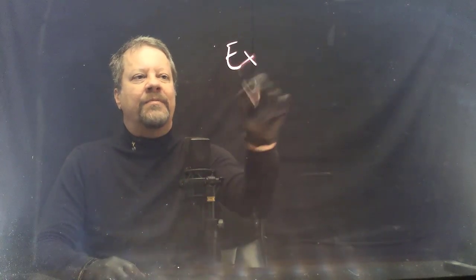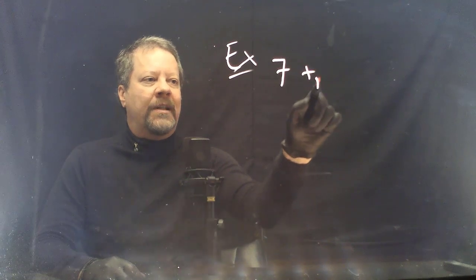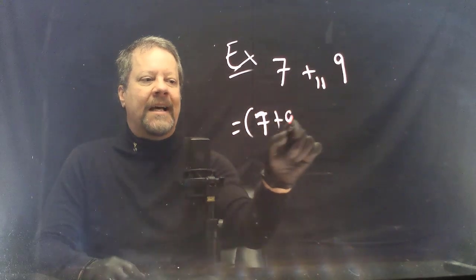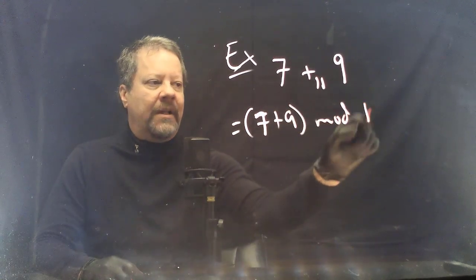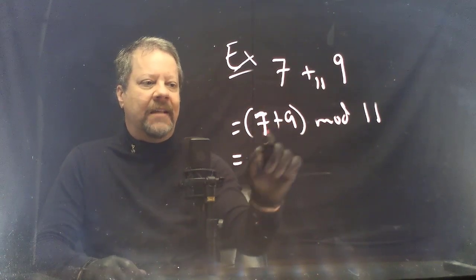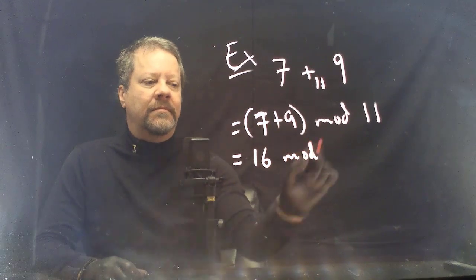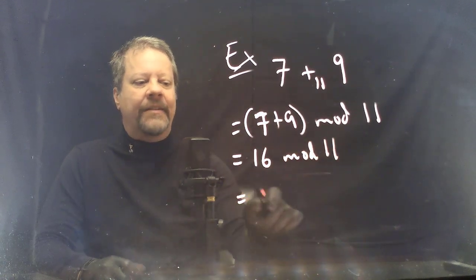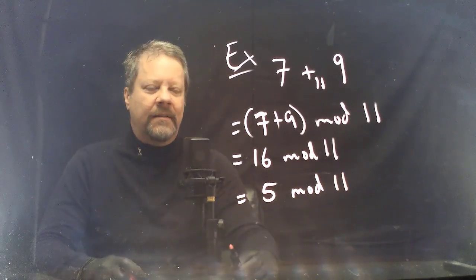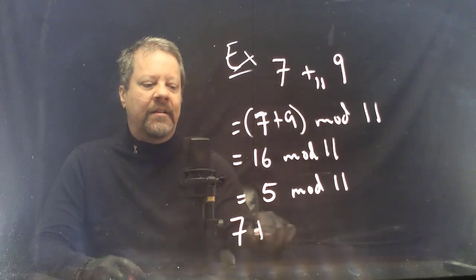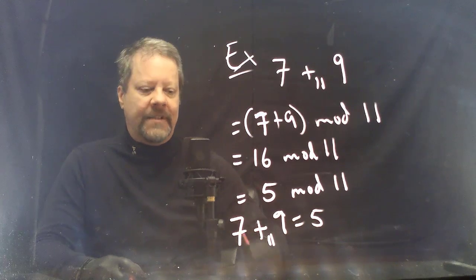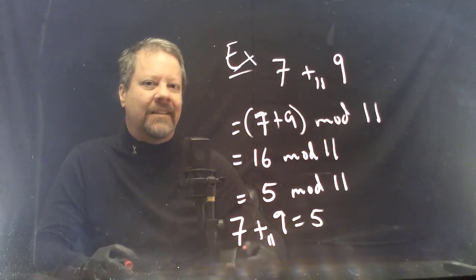So for example, if I have 7 plus base 11, 9, that's going to be 7 plus 9 modulo 11. Well, 7 plus 9 is 16. And we'll subtract 11. That gives us 5 mod 11. And so we'll say 7 plus base 11, 9 is 5. 7 plus 9 is 5 when we're in Z11.